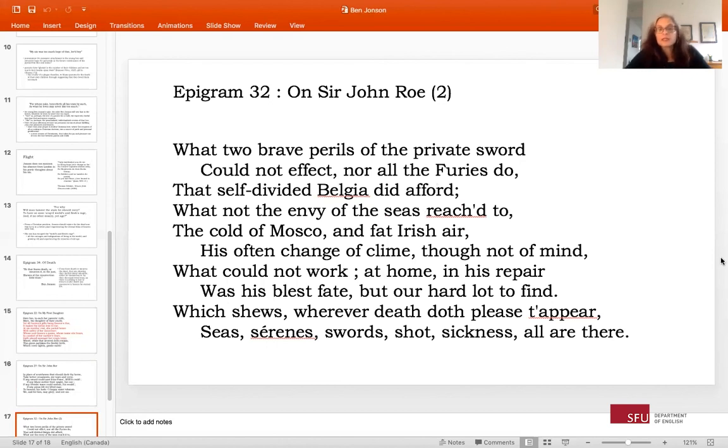Okay, well, Johnson's second epigram on Sir John Rowe is considerably more ambivalent, however, in the emotions it expresses. "What two brave perils of the private sword could not effect, nor all the furies do, that self-divided Belgia did afford. What not the envy of the seas reached to, the cold of Moscow and the fat Irish air, his often change of clime, though not of mind, what could not work. At home in his repair was his blessed fate, but our hard lot to find, which shows wherever death does please to appear, seas, sirens, swords, shot, sickness, all are there."